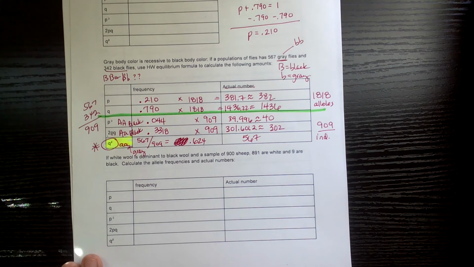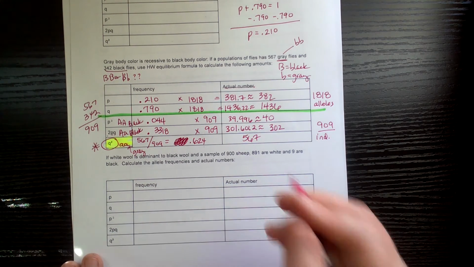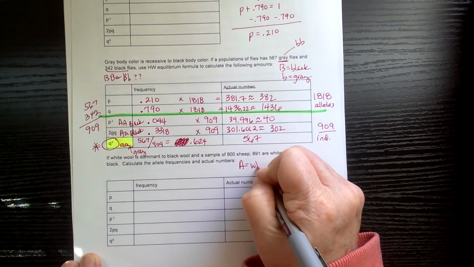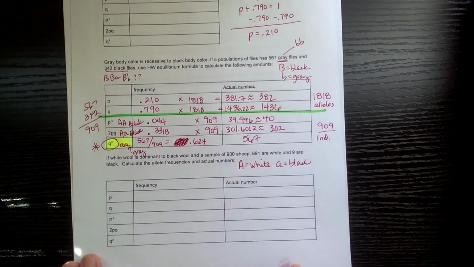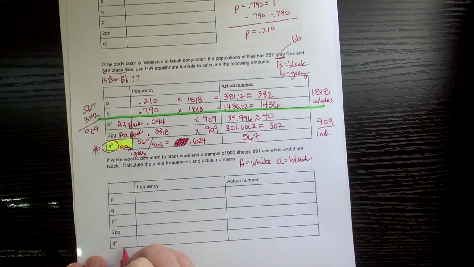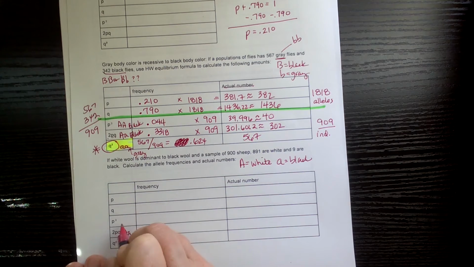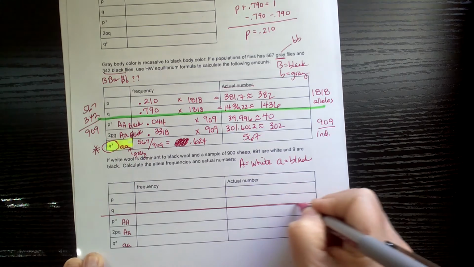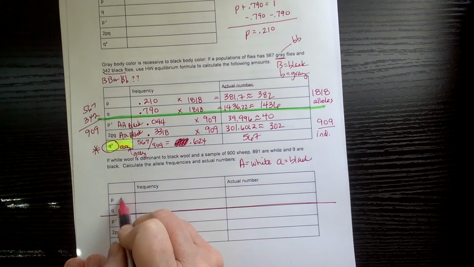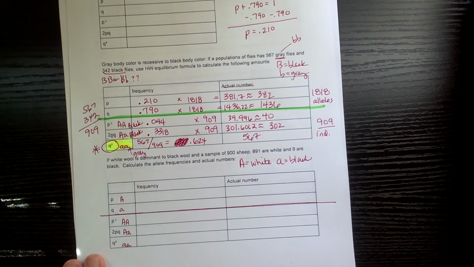All right, here, white wool is dominant to black, so I'm going to make big A white, little a black. Okay, so my Q squares are my homozygous recessives, my 2 PQs are my heterozygous, and my P squares are my homozygous dominant. Draw a line here. These are my dominant alleles, and these are my recessive alleles.